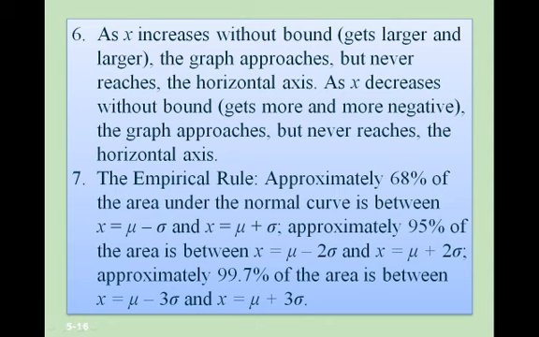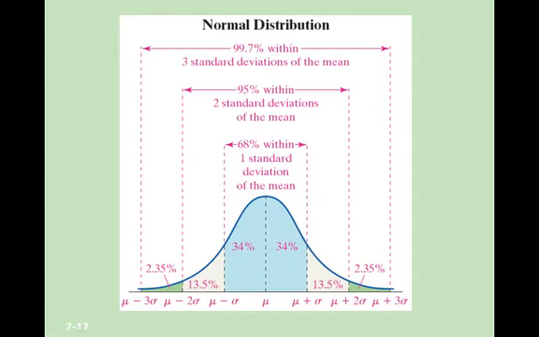And number 7, the empirical rule is true. Approximately 68% of the area under the normal curve is within 1 standard deviation of the mean. 95% will be within 2 standard deviations of the mean, and 99.7% is within 3 standard deviations of the mean. And here we see a picture of our normal distribution curve.